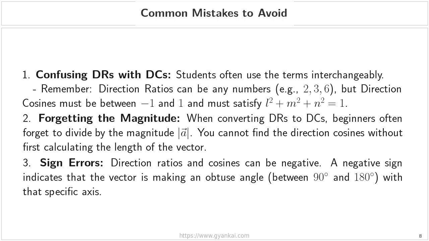Finally, be careful with sign errors. It is important to remember that both direction ratios and direction cosines can be negative. If you see a negative sign, don't assume it's a mistake. A negative value simply indicates that the vector is making an obtuse angle, that is, an angle between 90 degrees and 180 degrees with that specific axis. Keep these 3 points in mind, and you'll avoid the most frequent errors.